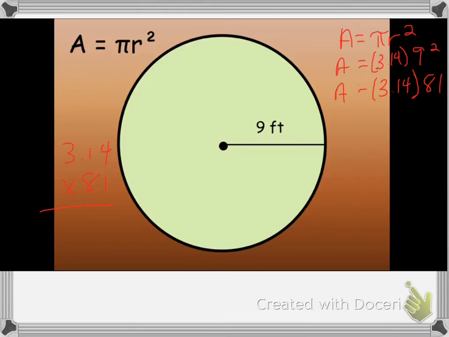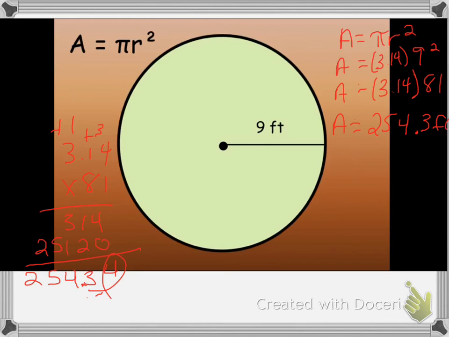Well, my first line is 1 times 3.14, so it's going to be 314. Add my placeholder. 8 times 4 is 32. 8 times 1 is 8, plus 3 is 11. 8 times 3 is 24, plus 1 is 25. So now we're going to add 4, 3, 4, 5, 2. And we need 2 digits behind the decimal point because that's what we have in our problem. And then we're going to round. So our answer ends up being 254.3 feet squared.